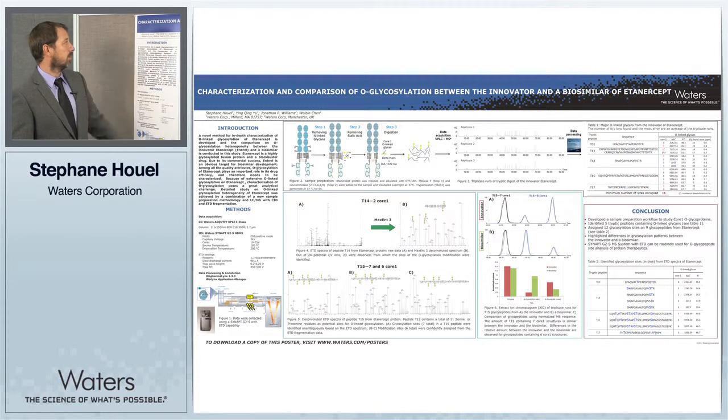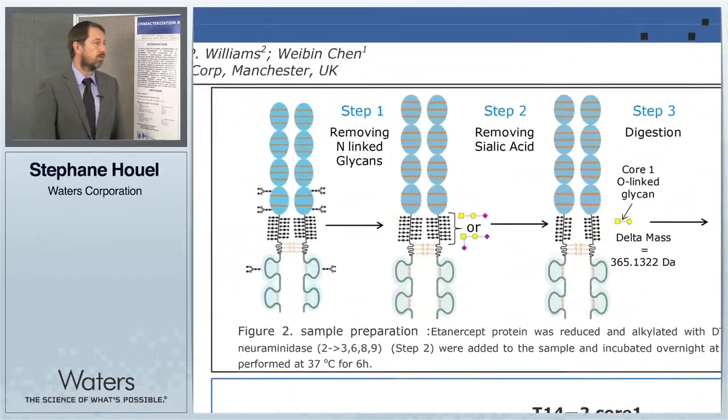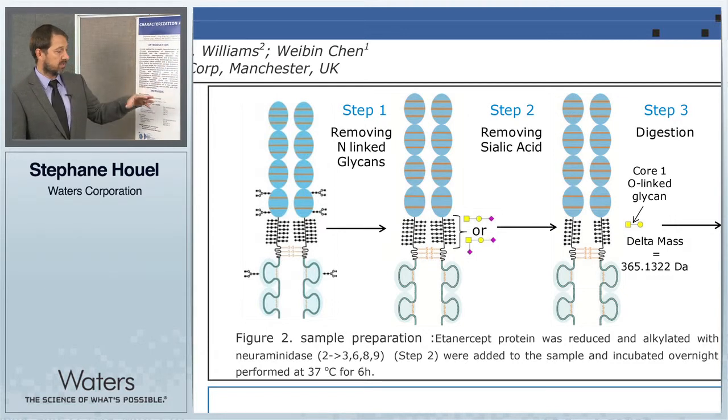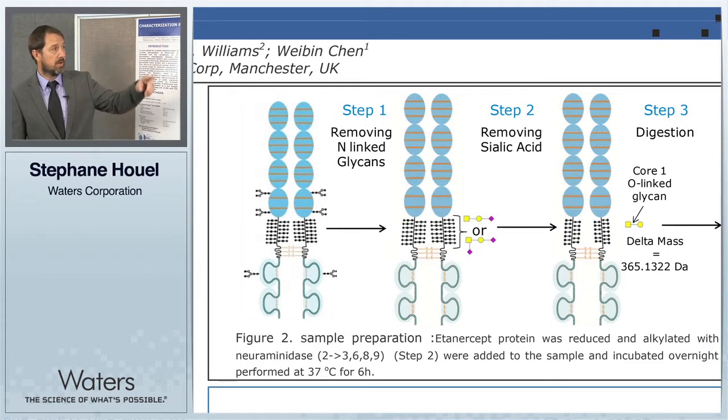Today I'm going to talk about the characterization and comparison of O-Glycosylation between the Innovator and Biosimilar of Etanercept. The goal of this work was to assign on this specific protein the O-Glycosylation sites, the first step. The second step was to compare the distribution between the Innovator and the Biosimilar.